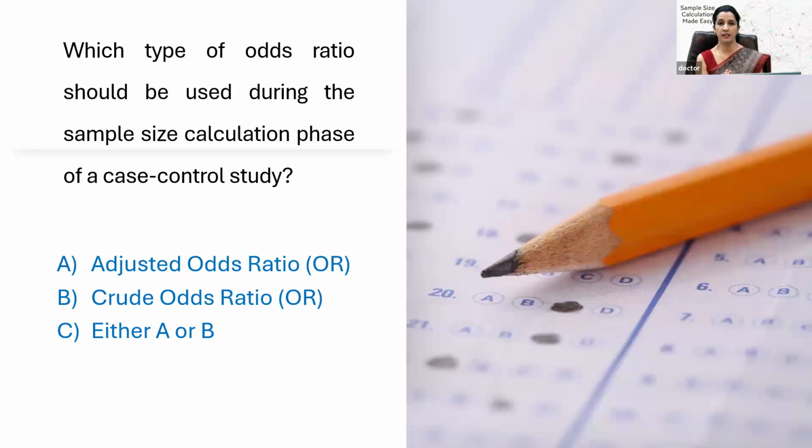Now, since we have said that the odds ratio is important in the calculation of sample size, and we'll see how it is important, many of you know about the types of odds ratio. There is something known as the adjusted odds ratio, and there is something known as the crude odds ratio. If I'm using the odds ratio as an input for sample size, which odds ratio should I take? Should I take the adjusted odds ratio, or the crude odds ratio? Please answer in the chat box.